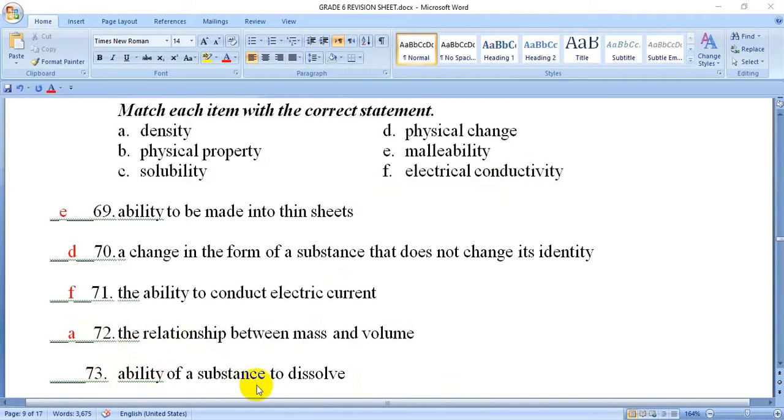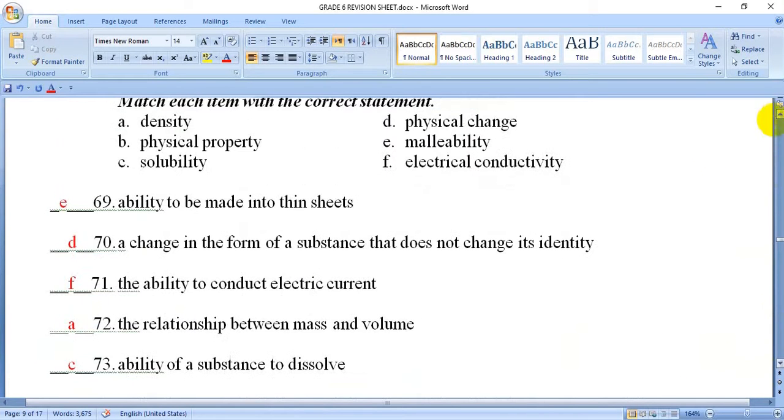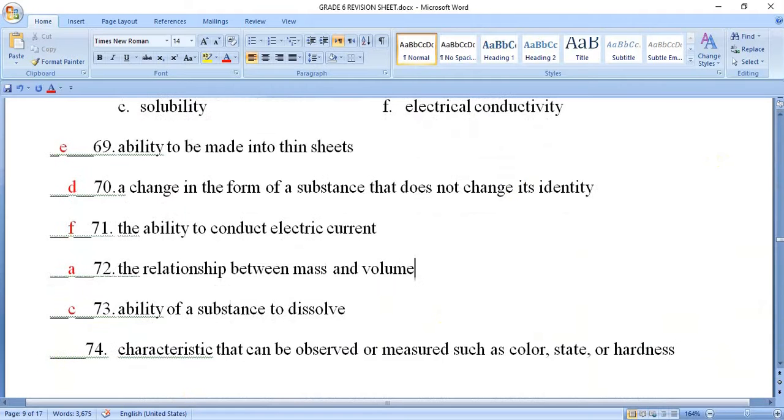73. Ability of a substance to dissolve. The ability of the substance to dissolve is solubility, letter C. And now let's move to the next question. A characteristic that can be observed or measured, such as color, state, or hardness. All of these properties are physical properties. So 74 will be letter B.